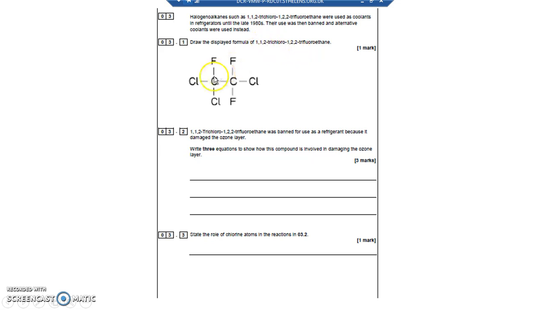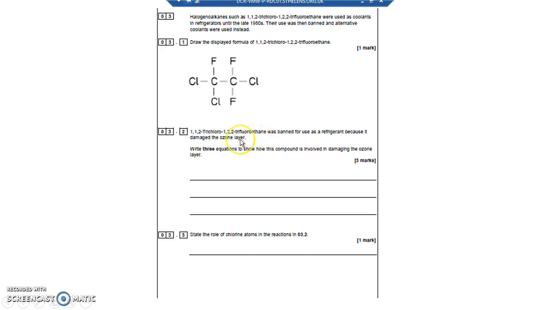So 1, 1, 2, carbon number 1, carbon number 1, carbon number 2, trichloro, 3 chloros, 3 Cl's. 1, 2, 2, an F at carbon number 1, and 2 F's, an F and an F at carbon number 2, trifluoro, 3 F's on an ethane backbone, an ethane chain.